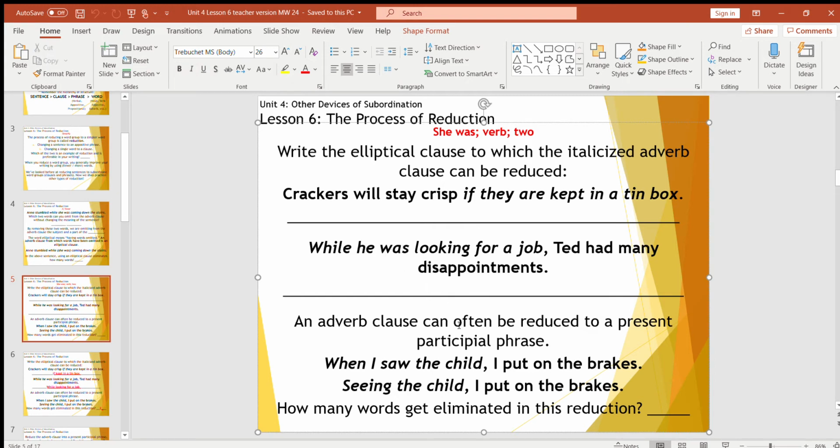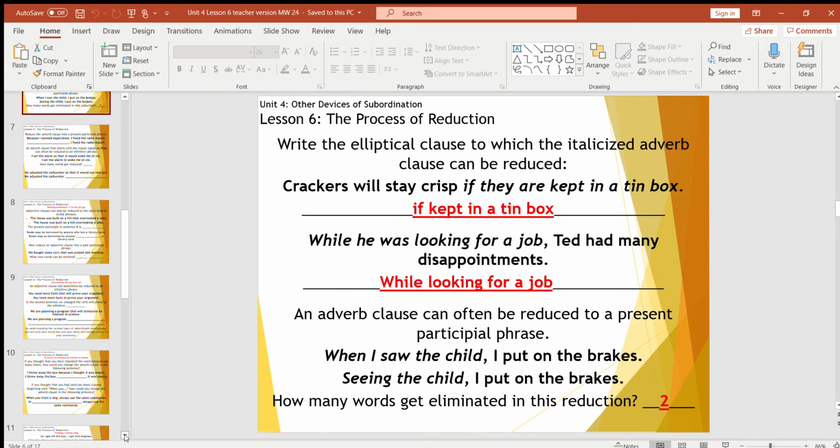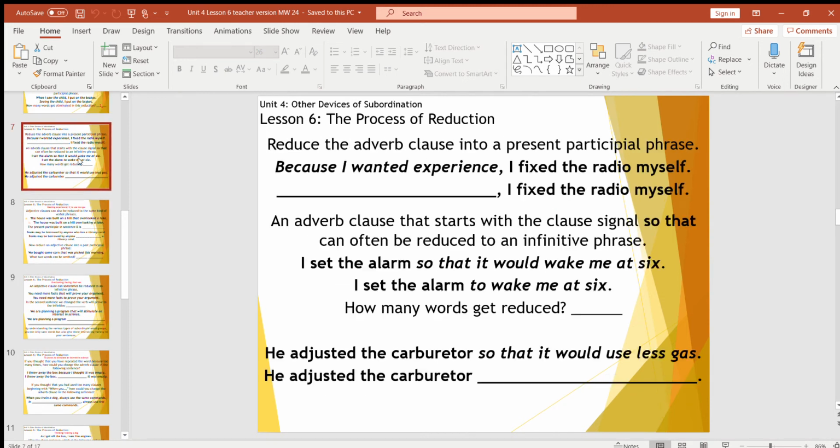So adverb clauses can often be reduced to present participle phrases as well. So if I have when I saw the child, comma, I put on the brakes, versus seeing the child, comma, I put on the brakes. How many words get eliminated in this reduction by changing the saw to the present participle of seeing? It takes out 2 words, right? 2 words got eliminated. So again, helpful if you have a word count that you can't go over.